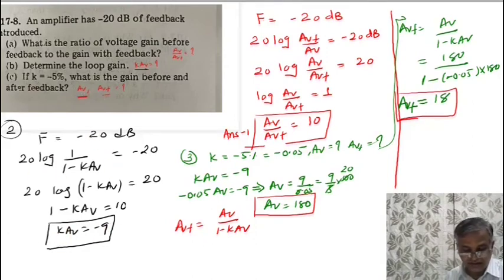Third question, if K you are using is minus 5%, what is the gain before and after? Gain before means AV, after means AVF. To find AV we know KV is equal to minus 9 and K is minus 0.05. You can find the value of AV. Now what is AVF? AV upon 1 minus KV. So I have done this calculation. So the second numerical based on the loop gain we have done.